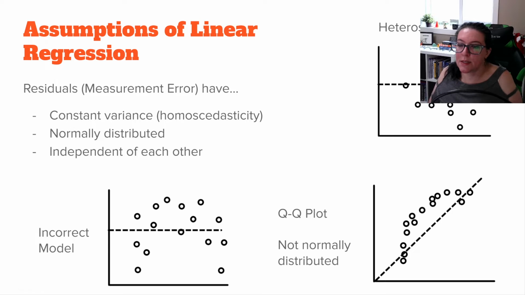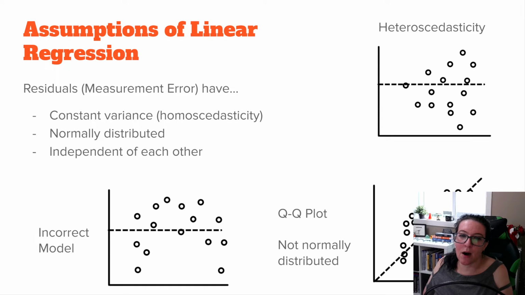What this looks at is that if your data is close to this 45-degree line, then you have normally distributed residuals, or measurement error. If we have a significant curve here, then we don't have normally distributed error. So this measures whether or not our linear regression model is appropriate. We also assume that we have constant variance.